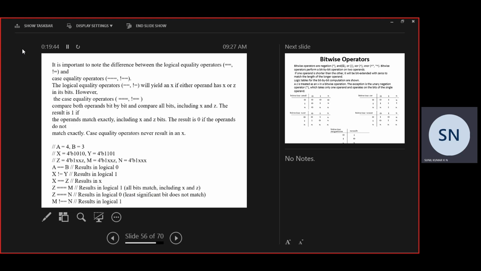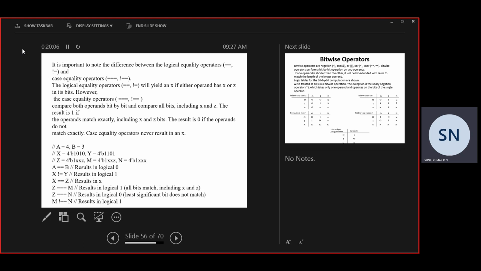So A, B, X, Y, Z, M, N. These are the values that have been given. Now A double equal to B means normal equal, not case equal. So what are the three different outputs? 0, 1 or X you will get. A is 4 and B is 3, so it is not equal, so it evaluates as 0.